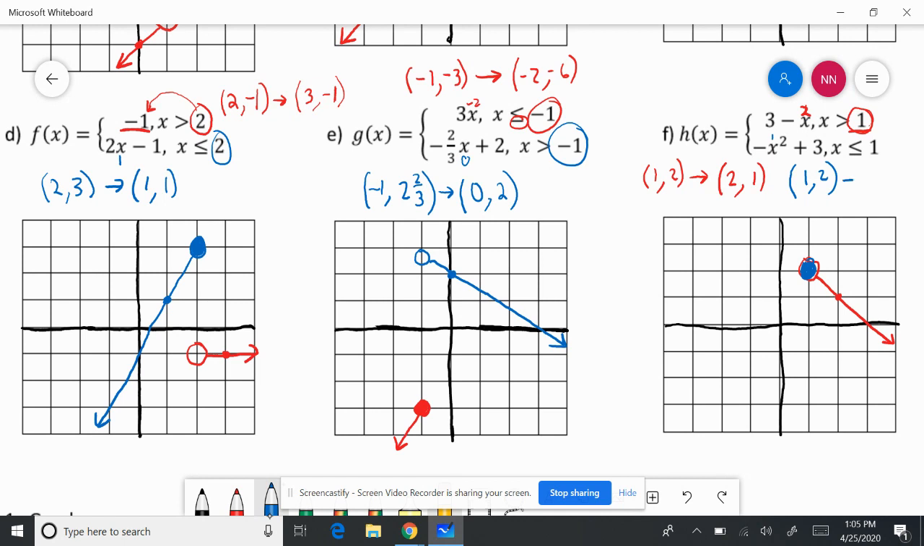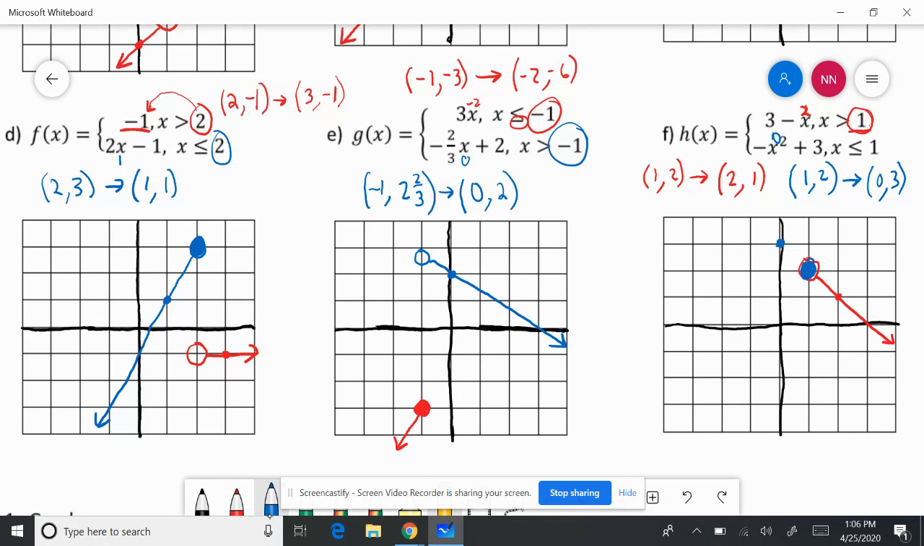We're going to pick a point to the left of 1, which would be 0. If we plug in a 0, 0 is a really nice, easy one. 0 squared is 0. That's negative 0 plus 3 is 3. So 0, 3 is our next point. Now remember, with quadratics, we need more than 2 points. 2 points make a straight line, but 2 points do not make a quadratic.